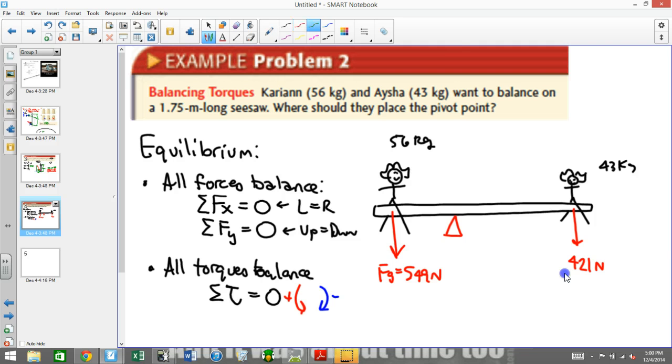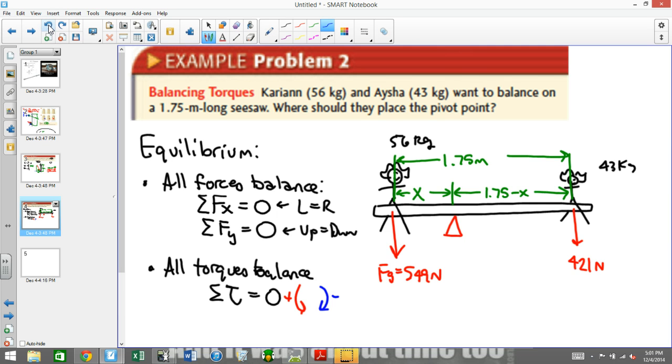I don't know this distance here, but I know that the whole seesaw is 1.75 meters long. So I know that this distance is 1.75 minus x. For instance, if this was 1, this would be 0.75. That's what that means, because you just take 1.75 minus the other one, and you can get the other guy right there. So I'm just writing it in math speak.